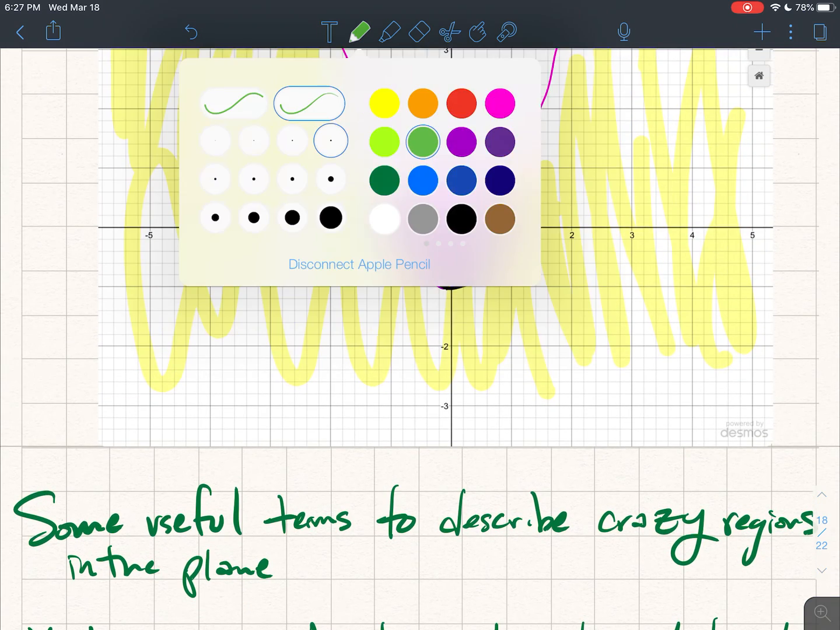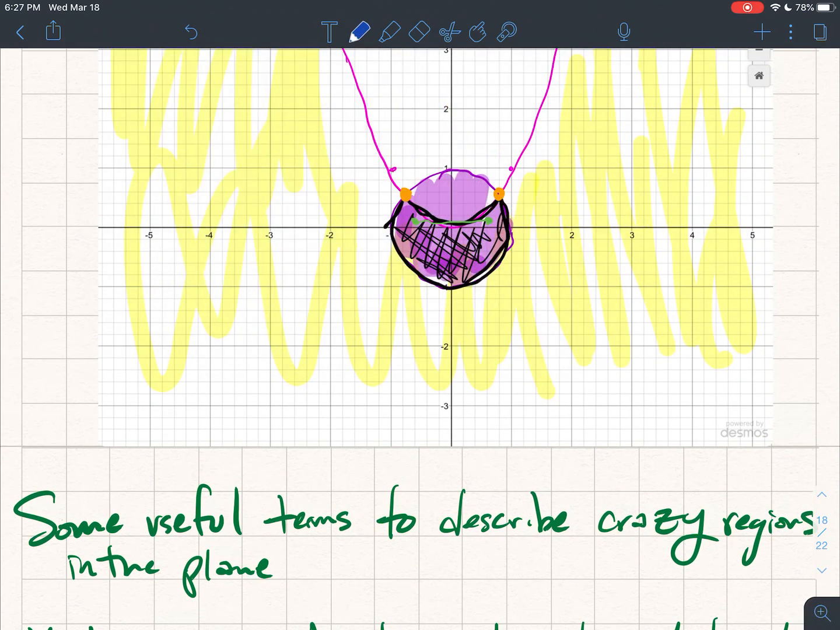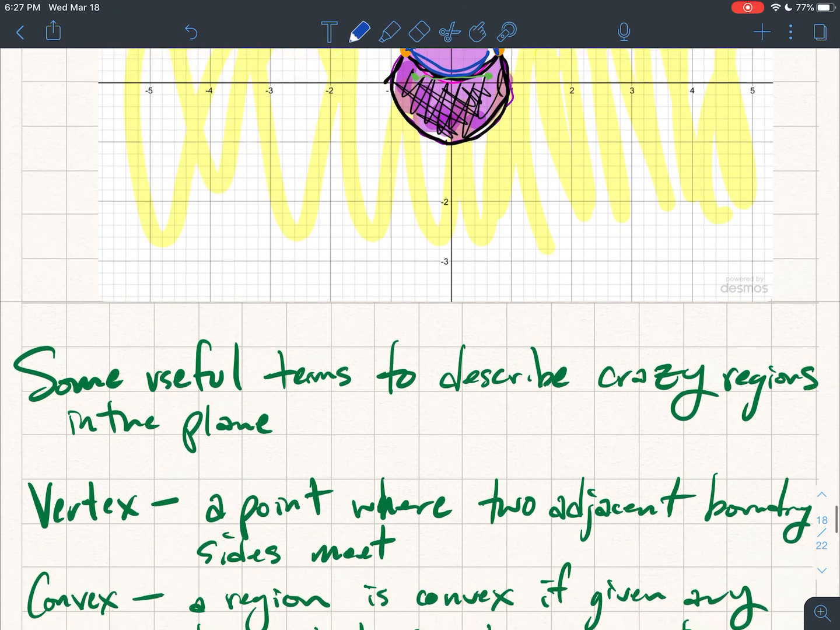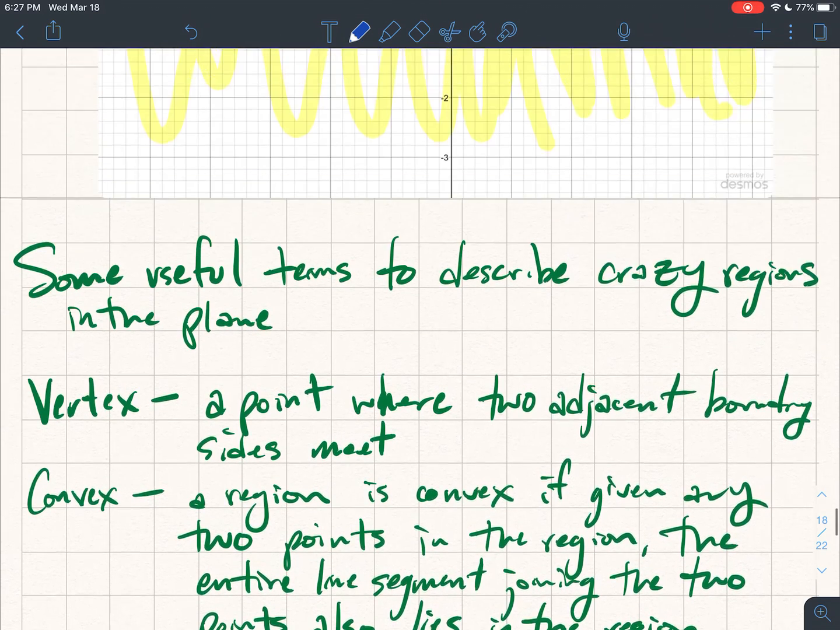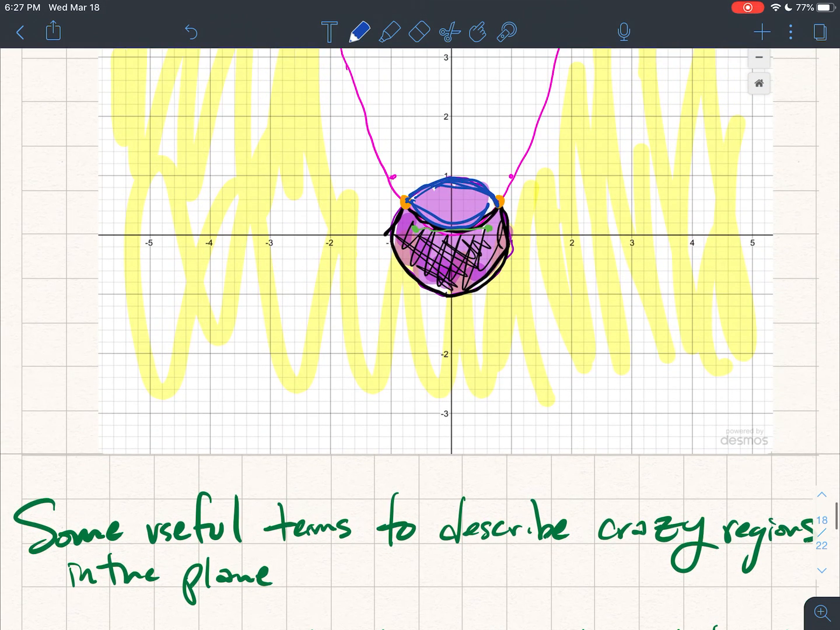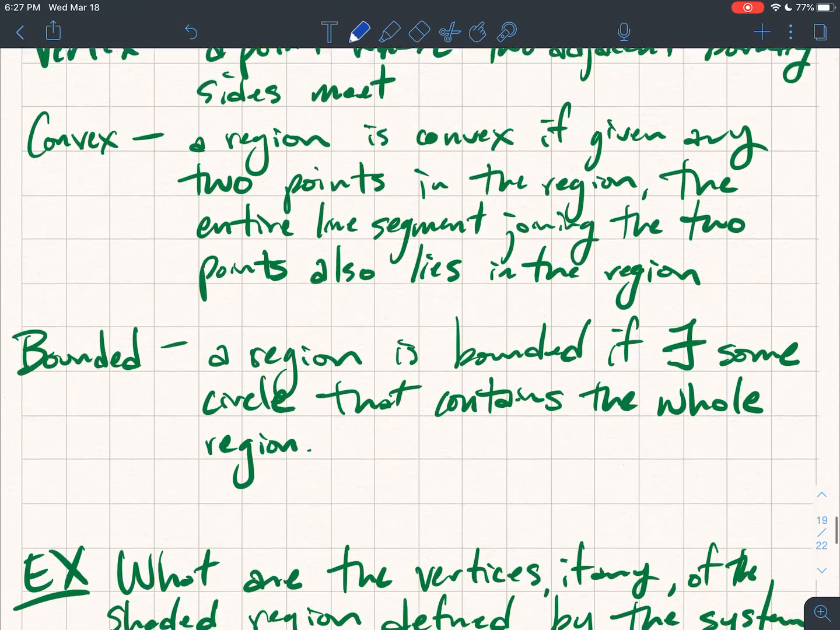Though this region in blue, the blue region, that would be a convex region. And a region is bounded if there exists some circle that contains the whole region. So if there's hard boundaries, if the region doesn't go off into infinity, then it's bounded.